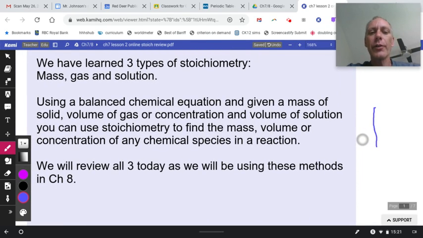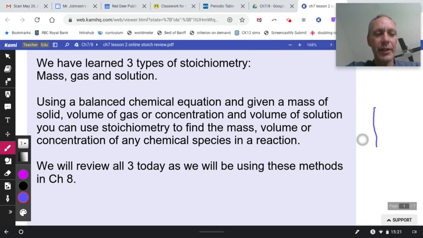You've learned 3 types of stoich, and you have your notes to follow along. Normally I only do 4 questions, but today I'm offering you a special deal, 5 for the price of 4. So we're going to look at 5 stoichiometry problems today, and they're going to be a mixture of mass, gas, and solution stoich.